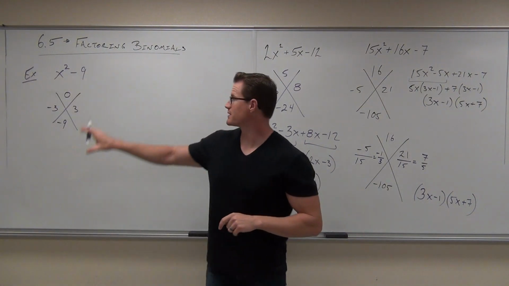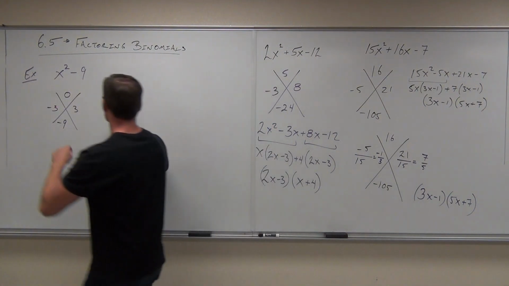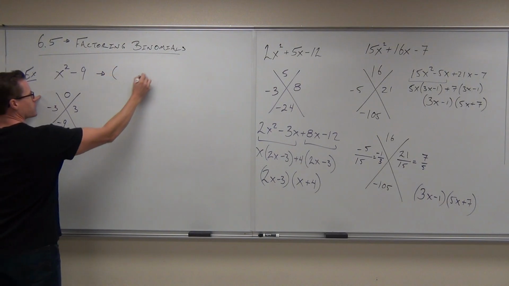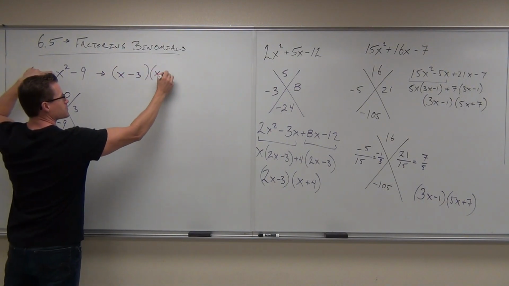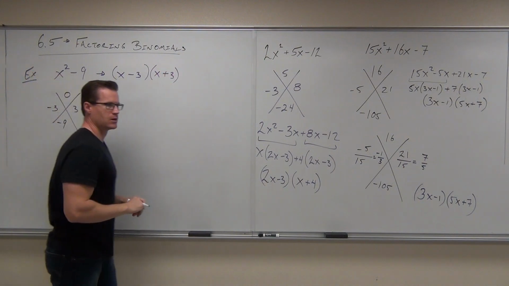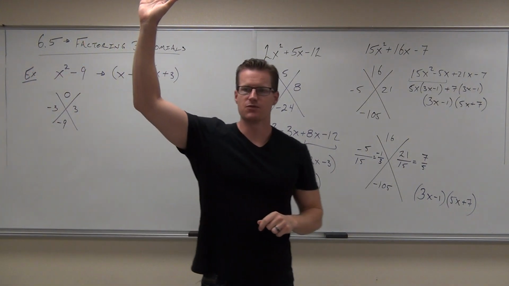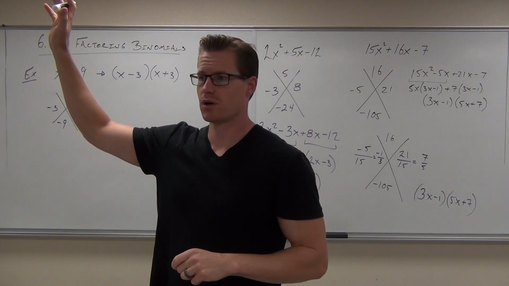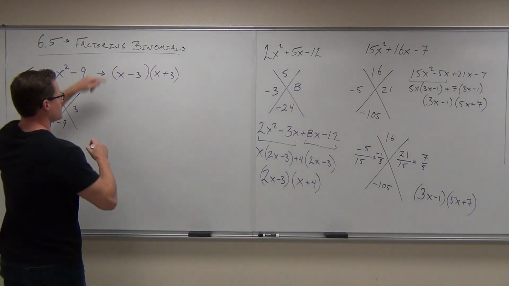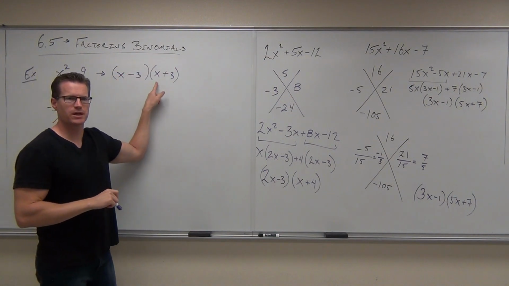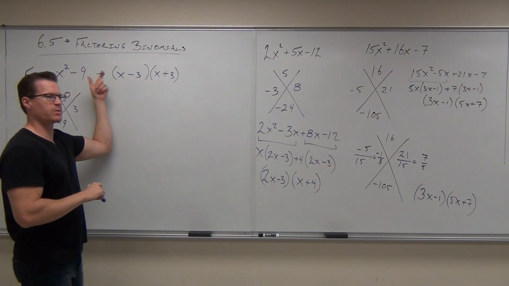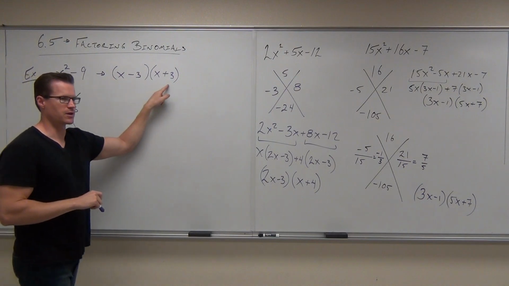Will the shortcut work in this example? Yeah. The shortcut will work because our A is 1. So this would factor as x minus 3 and x plus 3. Show of hands if that one made sense to you. Can you verify it? Can you check your work? If you look at that, it says x squared plus 3x minus 3x. What's plus 3x minus 3x? 0. That's why you don't have a middle term. And then minus 9 at the very end.